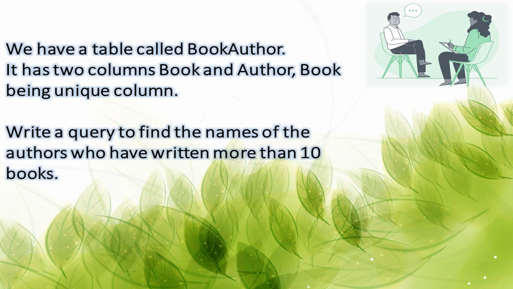What columns did book have? The table name was book author, and the column names are book and author. It is a single table. In the book column we have book names like A, B, C, D, E, F, which are distinct and unique values. The author column can have duplicates, since one author can write two books. You need to find the names of all the authors who have written more than 10 books.